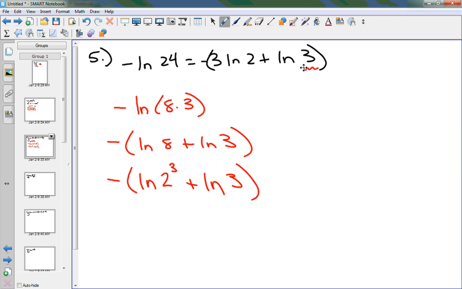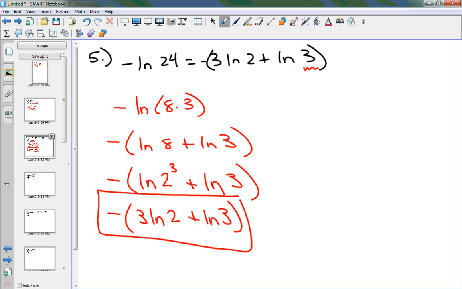Okay? Which means now I can bring that 3 out in front. So that's 3 times the natural log of 2 plus the natural log of 3. Does the left-hand side look exactly like the right-hand side? Yes. Do we understand what it means to verify? Yes or no?